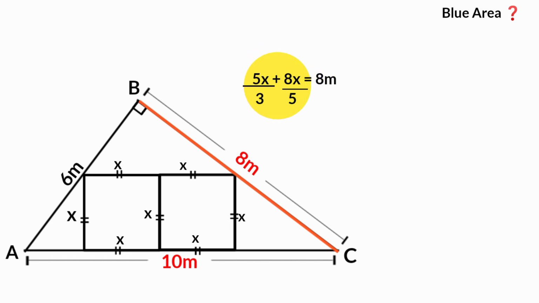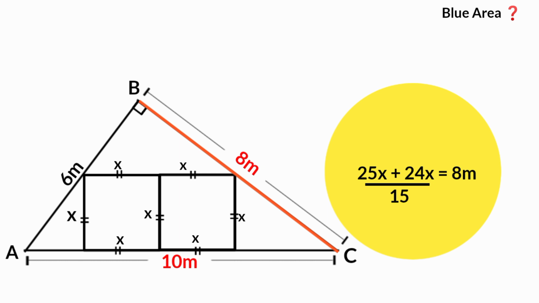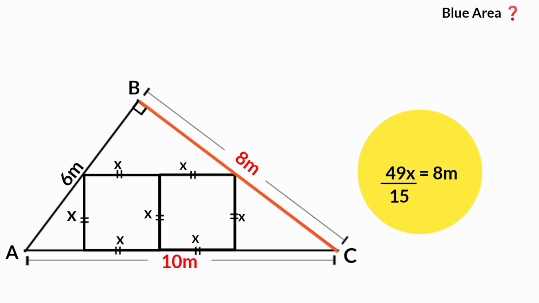Here 5x over 3 plus 8x over 5, if we are to simplify it into a single fraction, this will multiply by this plus this times this all over this times this. That is 5x times 5 plus 3 times 8x all over 3 times 5. 5x times 5 is 25x and 3 times 8x is 24x, while 3 times 5 is 15. 25x plus 24x is 49x. So 49x over 15 equal to 8 meters.